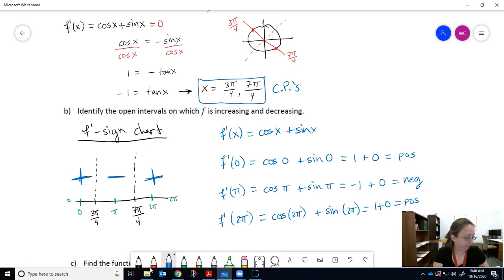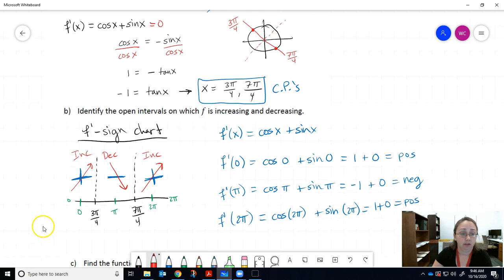Okay, so what do these mean? When the first derivative is positive, what does that mean about the function? That means we have a positive slope. The function is increasing. Negative derivative means you are decreasing. Positive slope, you are increasing. There you go. So we've identified the intervals.